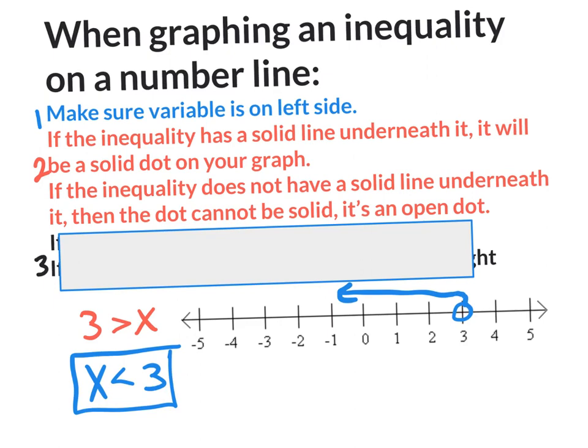Okay? If you're copying it word for word, you probably want to shorten things. Like if the inequality does not have a solid line underneath it, then it's an open dot. Simple as that. No line underneath it, it's an open dot. Solid line underneath it, it does have a solid dot. Solid line, solid dot.